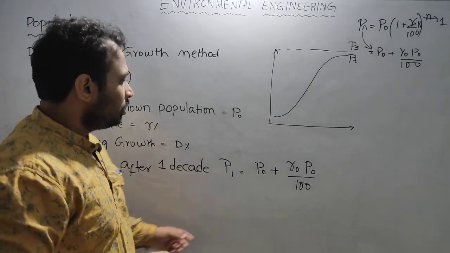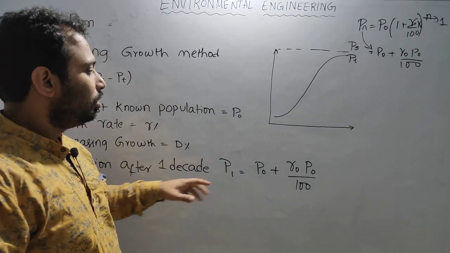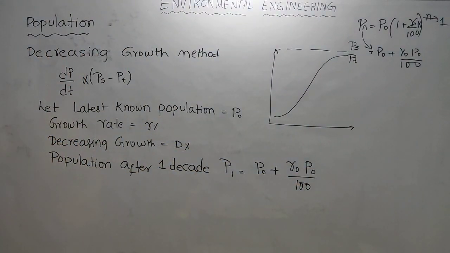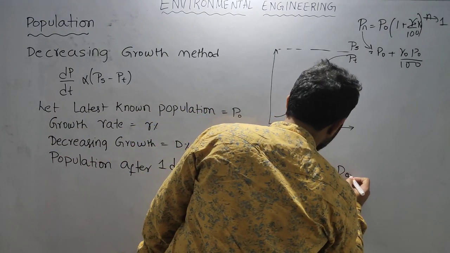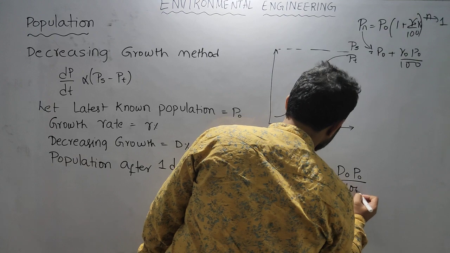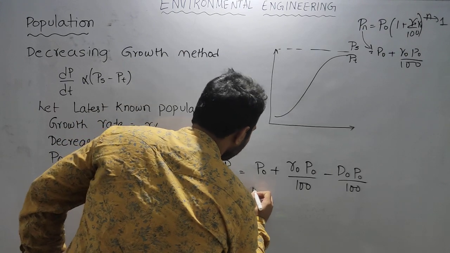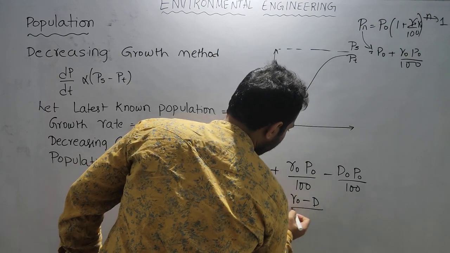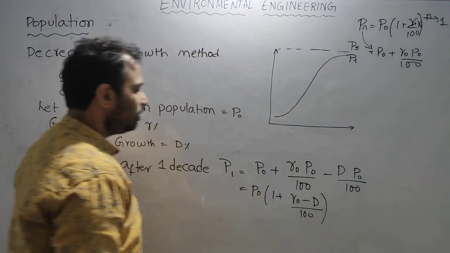Now, that is the geometric increase method formula, but here it is decreasing. So this was the intended increase, but there is a decrease percentage of D. So I need to remove this from the population also. There is a rate of increase as well as a decrease, D naught P naught by 100. If you mix this completely, it will become P naught into 1 plus R naught minus D by 100. Let it be D by 100.